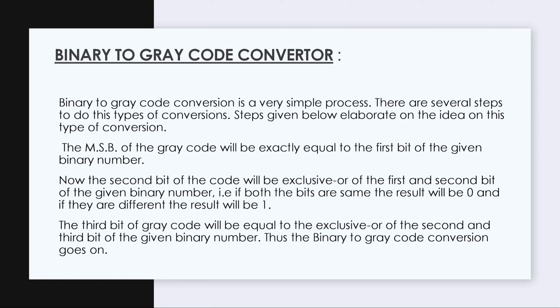The MSB of the gray code will be exactly equal to the first bit of the given binary number. Now the second bit of the gray code will be the exclusive OR of the first and second bit of the given binary number. That is, if both the bits are the same, the result will be 0, and if they are different, the result will be 1. The third bit of the gray code will be equal to the exclusive OR of the second and third bit of the given binary number. Thus the binary to gray code conversion goes on.